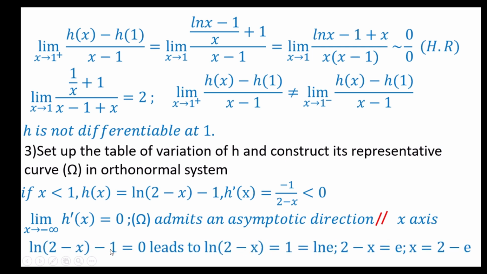ln of 2 minus x minus 1 equals 0, for the intersection of the curve with the x-axis. So ln of 2 minus x equals 1 equals ln e. 2 minus x equals e, so x equals 2 minus e. 2 minus e belongs to, this is a number less than 1. So this value is accepted. 2 minus e is negative.